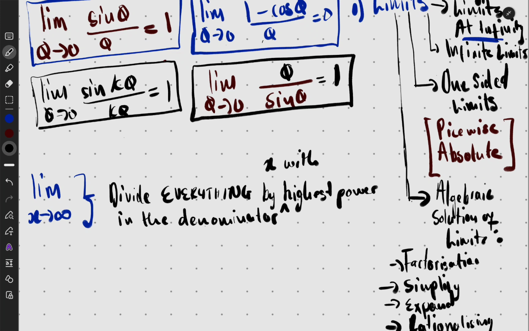The variable can be x, it can be t. The variable with the highest power in the denominator is the one that's going to divide everything. Then you're going to start evaluating from there. So remember, limits at infinity, you evaluate them by dividing everything by the highest power in the denominator. Then you evaluate from there.